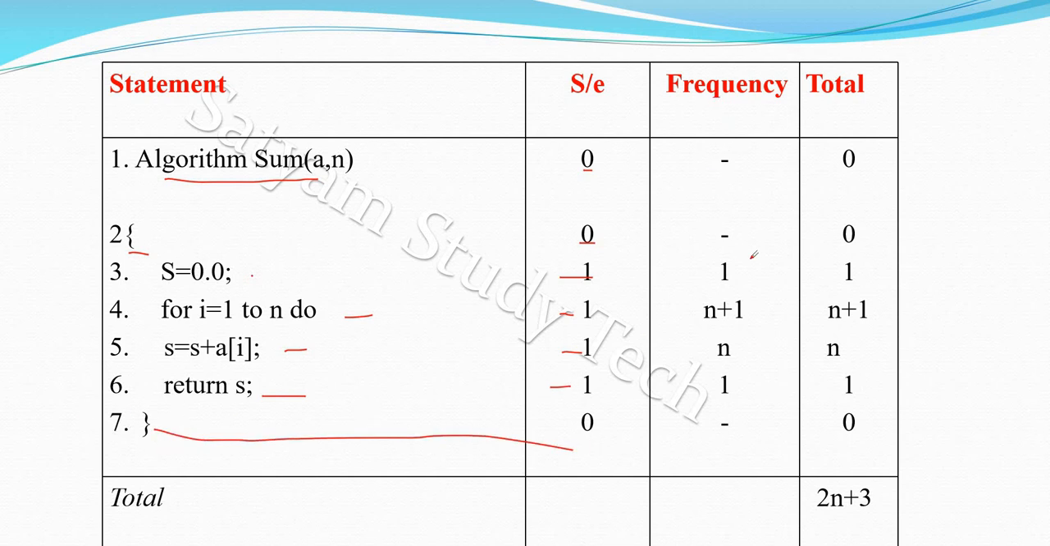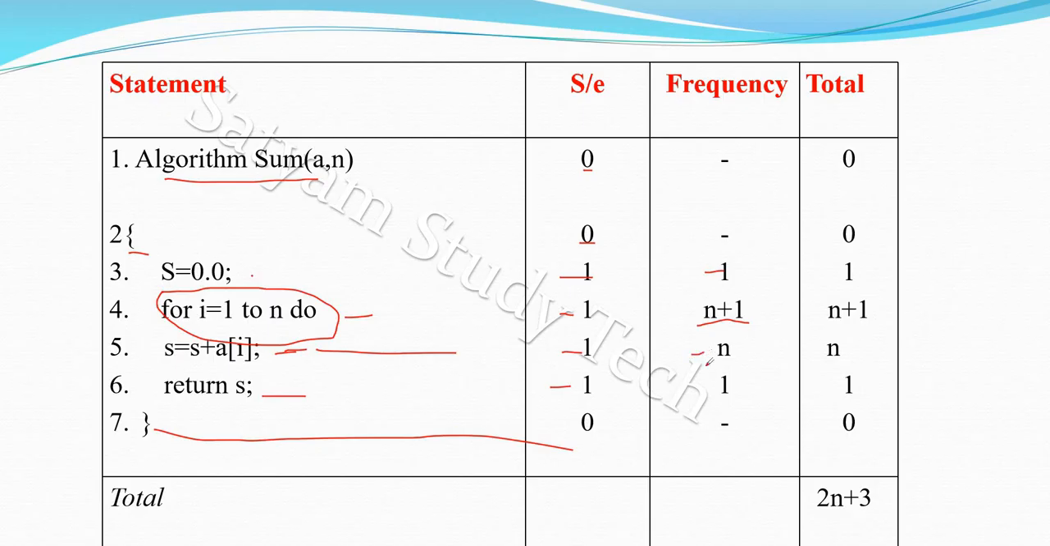Now the frequency: let us check how many times this statement is executed. Only 1 time, that is 1. How many times is the condition of this for loop checked? n plus 1 times. And also how many times is this statement executed?